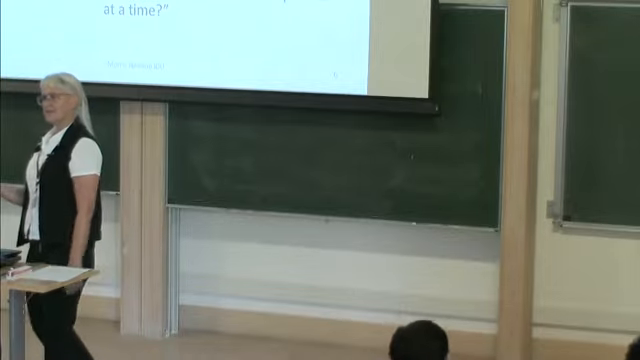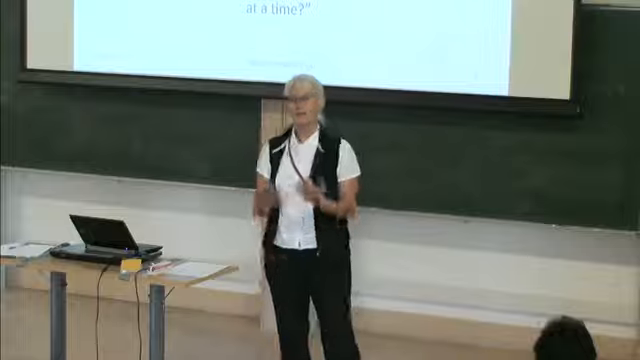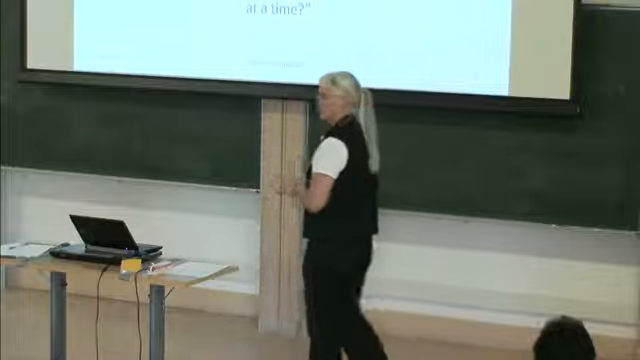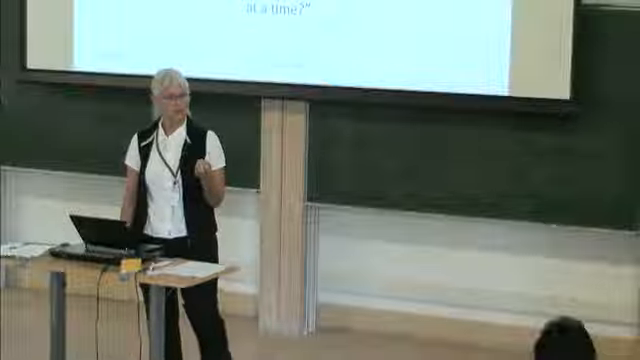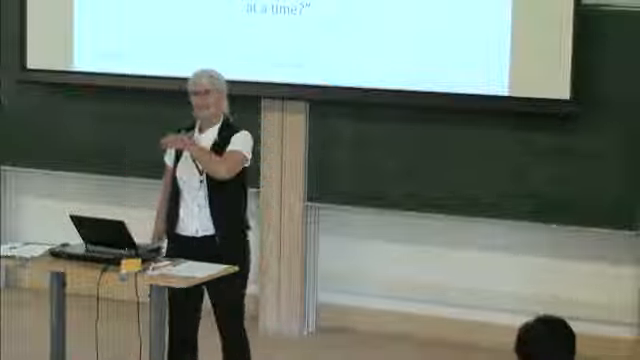But when I got down there and presented this model, one of the local audience members there said, can your models handle people having more than one partner at a time? And I was using the standard deterministic compartmental models with age structure, and the answer is no. They can't represent that explicitly. They can't represent partnerships, and therefore they can't represent concurrent partnerships. So that kind of changed everything.